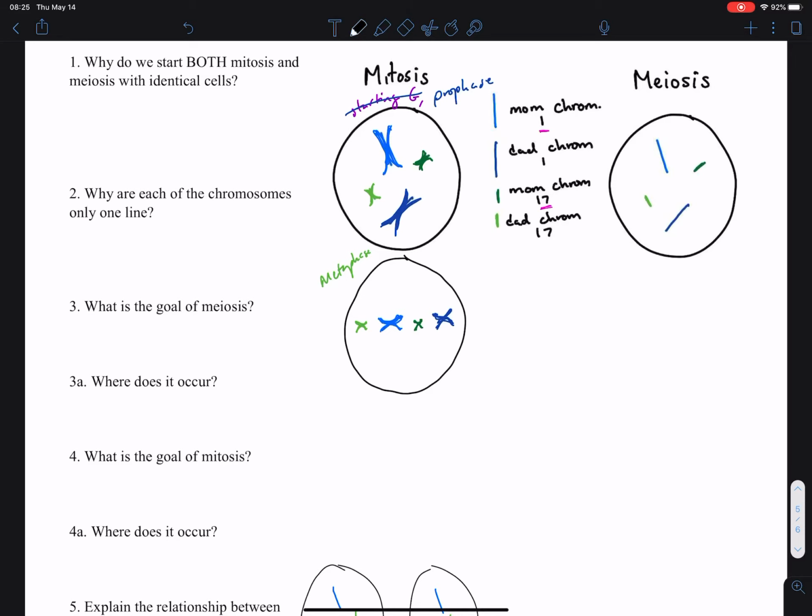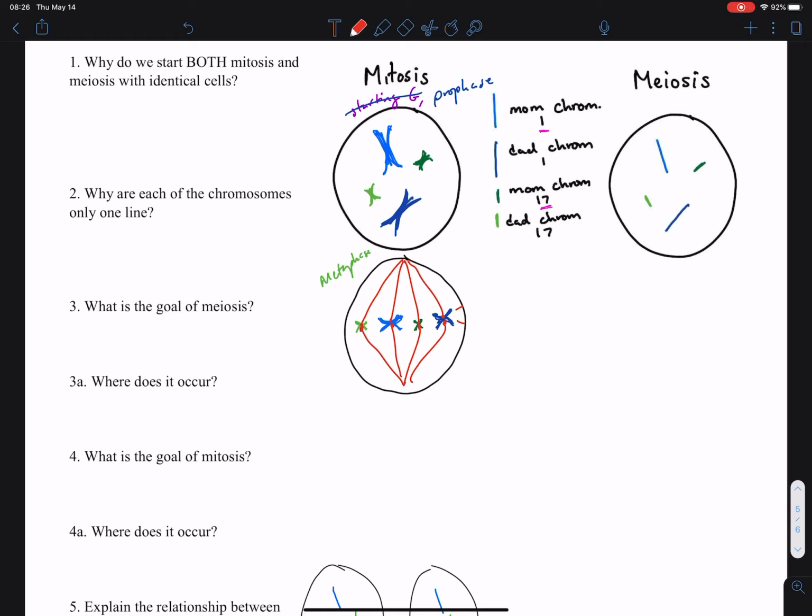Then I'm going to attach my spindle fibers. Spindle fibers are going to attach to the centromere. One side will attach there, the other side will attach there, so that we can pull each of these sisters apart, and we end with one little light green, one big light blue, one little dark green, one big dark blue in each of the different poles of the cell, so that we can create 2 identical cells.